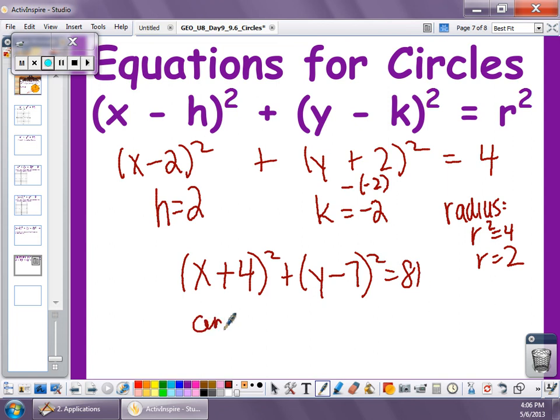The center here would be negative 4, positive 7, and my radius would be 9. Okay, take a look at these. Think about it. It should make a little bit of sense. We won't go into it too far this year, but I just want you to at least have a look at it before you go next year in Algebra 2.